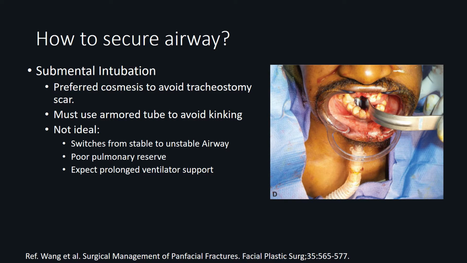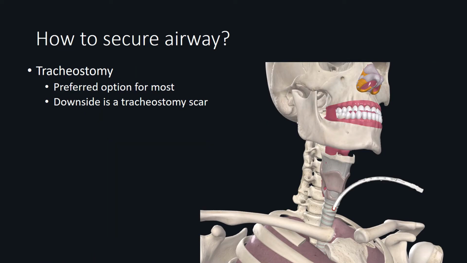So this isn't ideal in patients with poor pulmonary reserve and also in patients that expect to have prolonged ventilatory support. The last option is performing tracheostomy, which again, there is a downside of a scar, but this is by far the most stable and safest way of securing one's airway, especially if the patient requires long-term ventilator support.